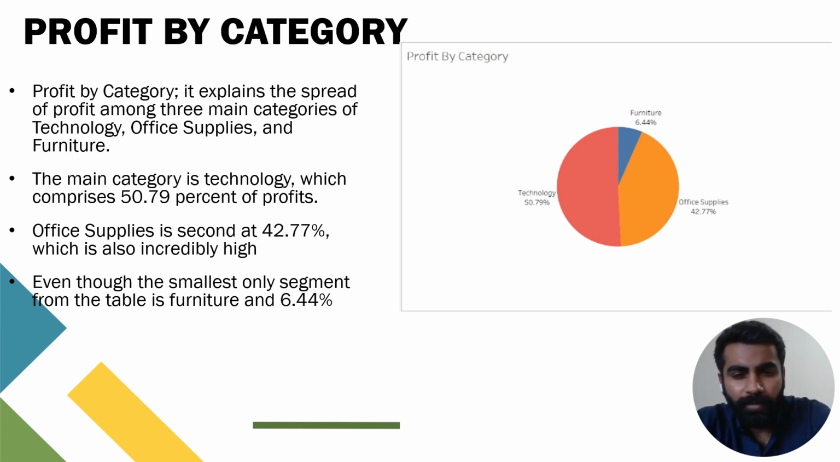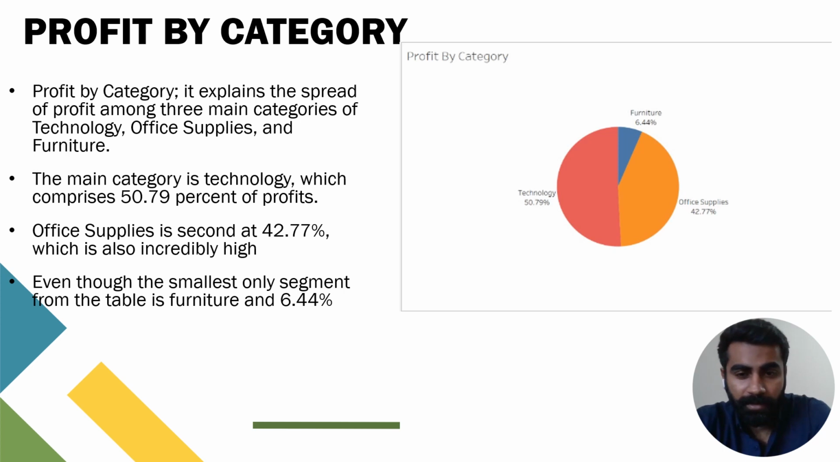Office supplies comes in second at 42.77%, which is also incredibly high, but it's not more than technology. This indicates that while office supplies may have a lower profit margin or lower average sales value than technology, they still represent a sustainable part of the business profitability.